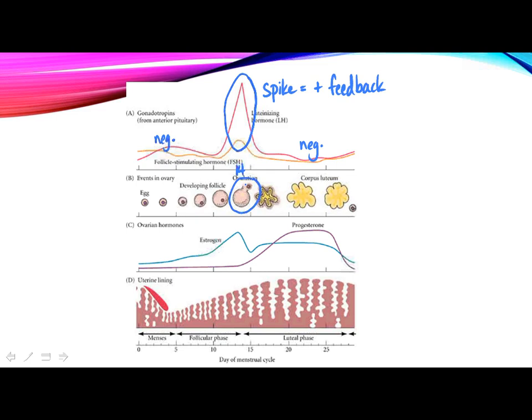And then once you have ovulation, hey look, the corpus luteum is forming. What does the corpus luteum do? Well, its big job is to make progesterone. And you can see that progesterone levels are basically zero until the corpus luteum forms. And then as the corpus luteum forms, progesterone goes up, up, up, and it actually stays at quite a high level. So progesterone is made by the corpus luteum after ovulation.